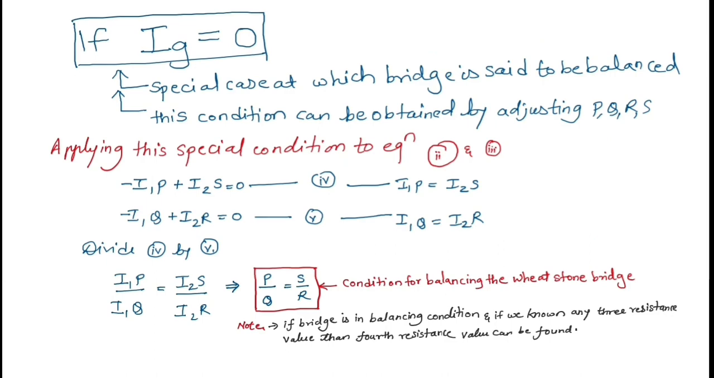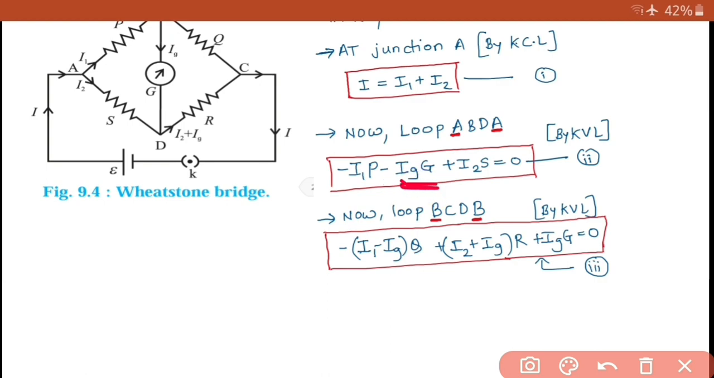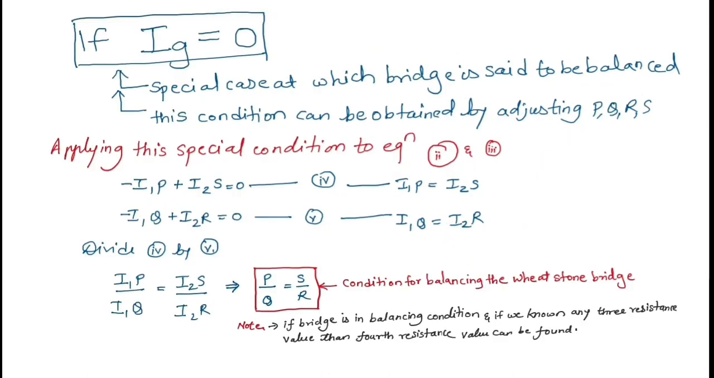Now, by applying this special condition to equations 2 and 3, we get minus I1P plus I2S is equal to 0, since Ig is equal to 0, this term will be 0. And here this term will be equal to 0, and here Ig is again 0. So you will get minus I1P plus I2S is equal to 0. It can also be written as I1P is equal to I2S. Now the fifth equation will be minus I1Q plus I2R is equal to 0. That is I1Q is equal to I2R.